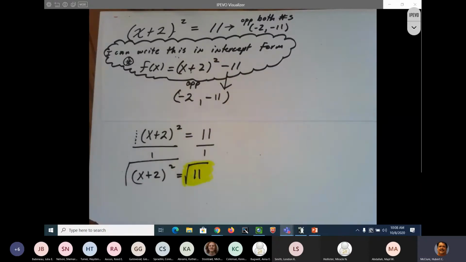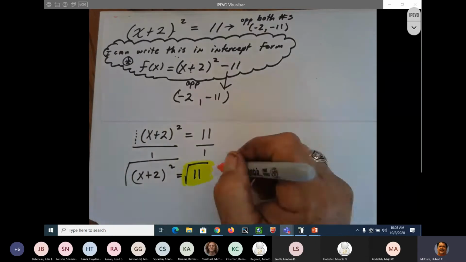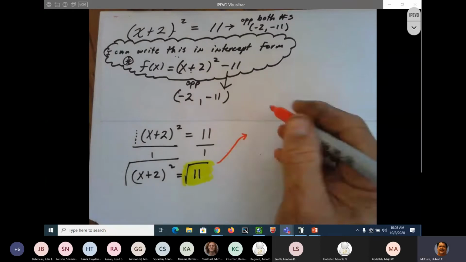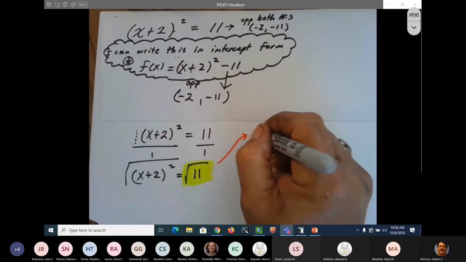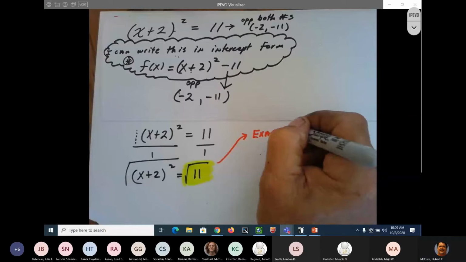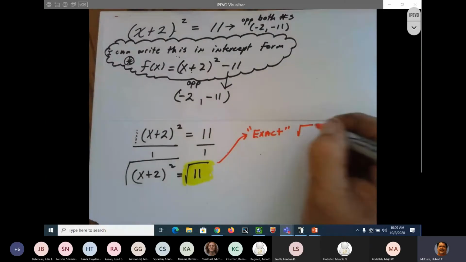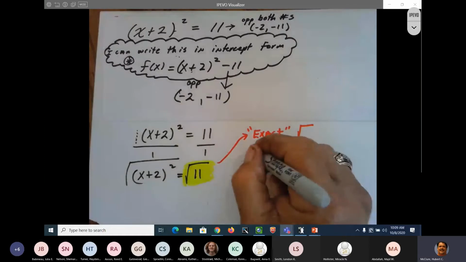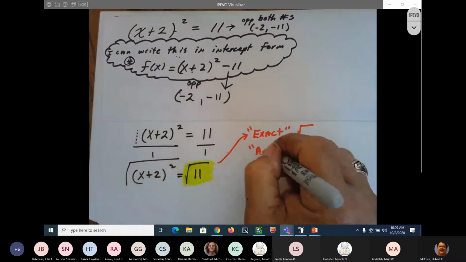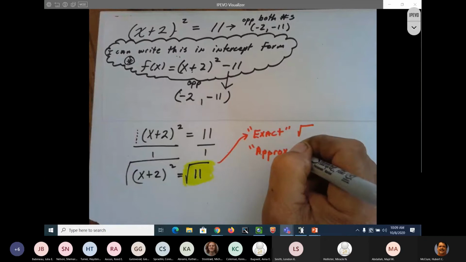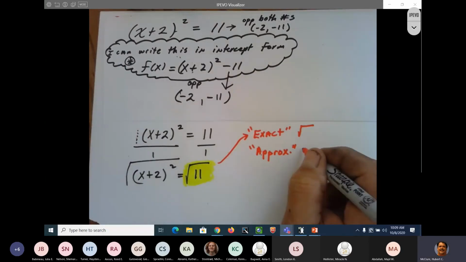Now, this is very important. I'm going to write a bunch of stuff about that square root of 11 right there. What am I going to write about it? Well, in red, I'm going to write over here to the right-hand side, if they ask for exact in the directions, an exact answer, they want it in terms of radicals. If they ask for approximate, they want decimals.